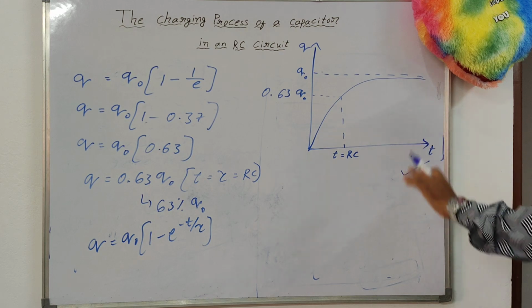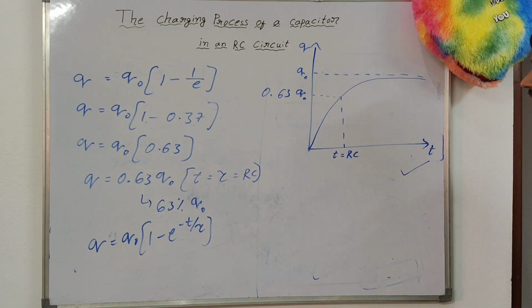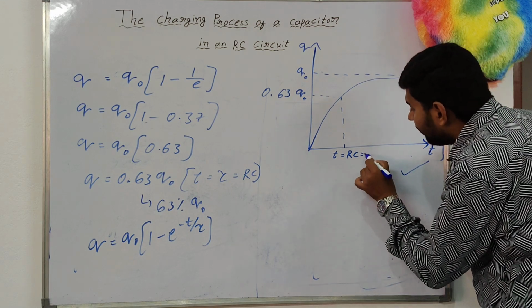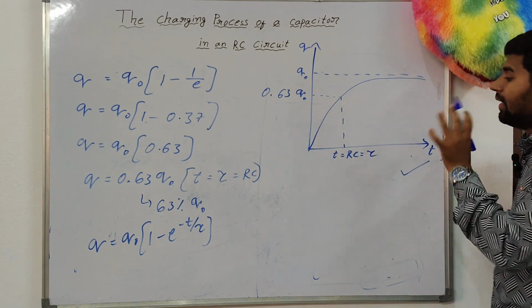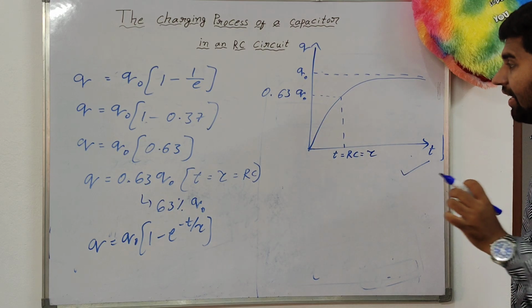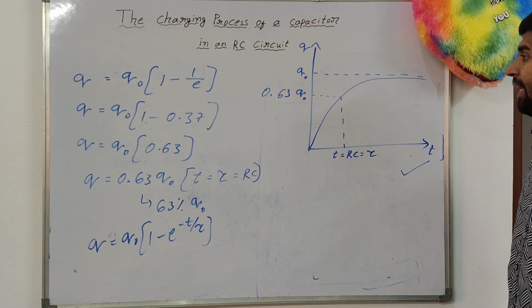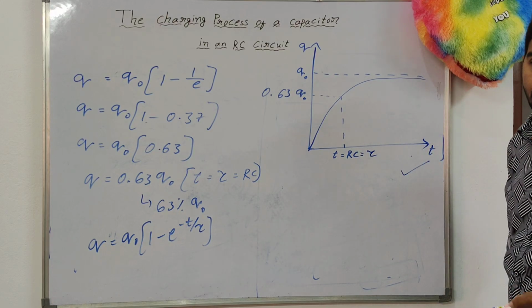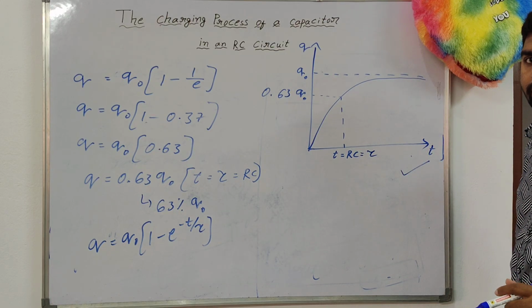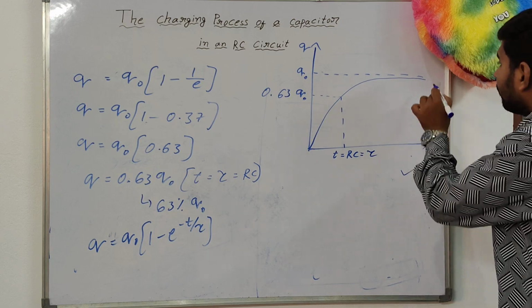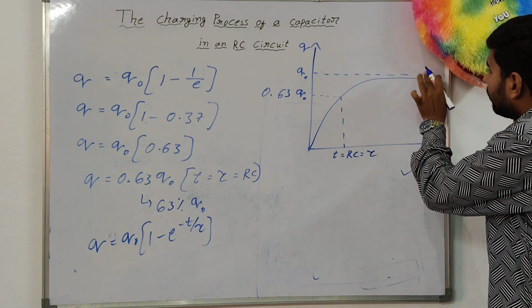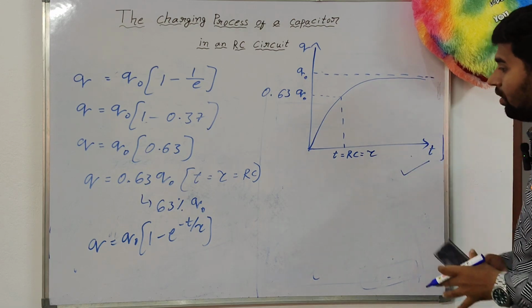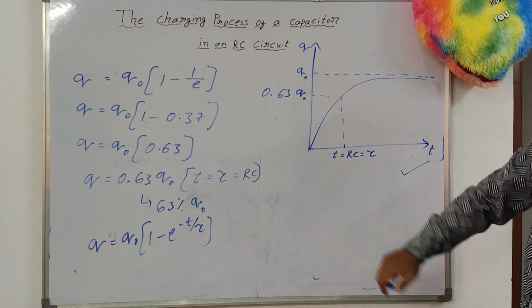This is the graph for the charge of a given capacitor. In this case T is equal to RC is nothing but T is equal to tau, where tau is the time constant. At infinity point, these both are meeting. Is that clear? Now the charge is clear.